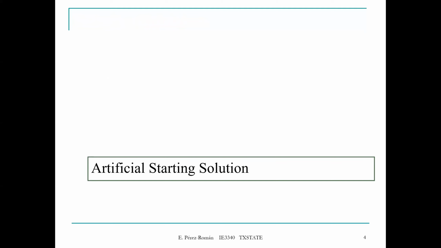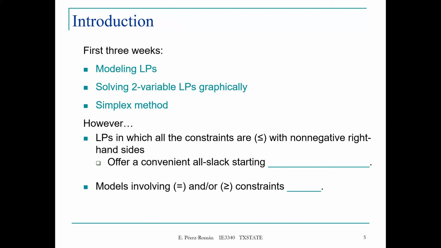Okay, so what is an artificial starting solution? In the first 3 weeks, we focused on modeling LP and solving two-variable LPs graphically, and lately, in the past few weeks, we've been talking about how to solve these linear programming models that have more than two decision variables using the simplex method or using the computer.